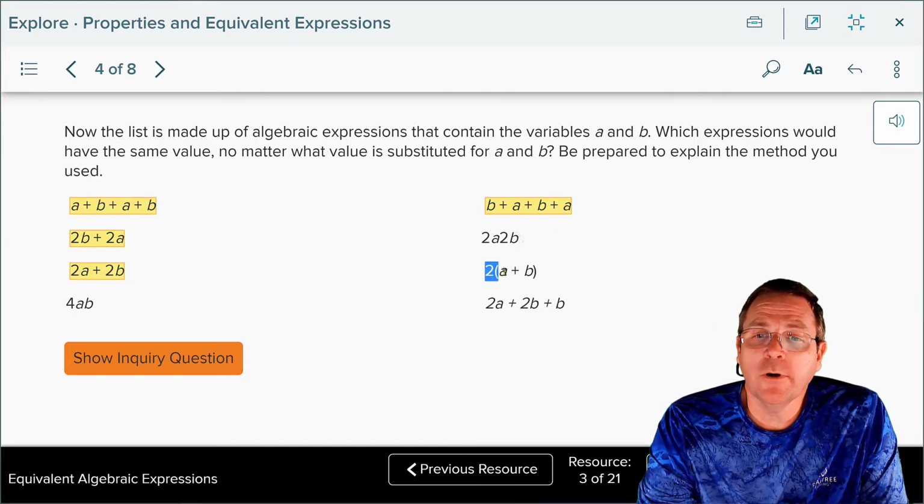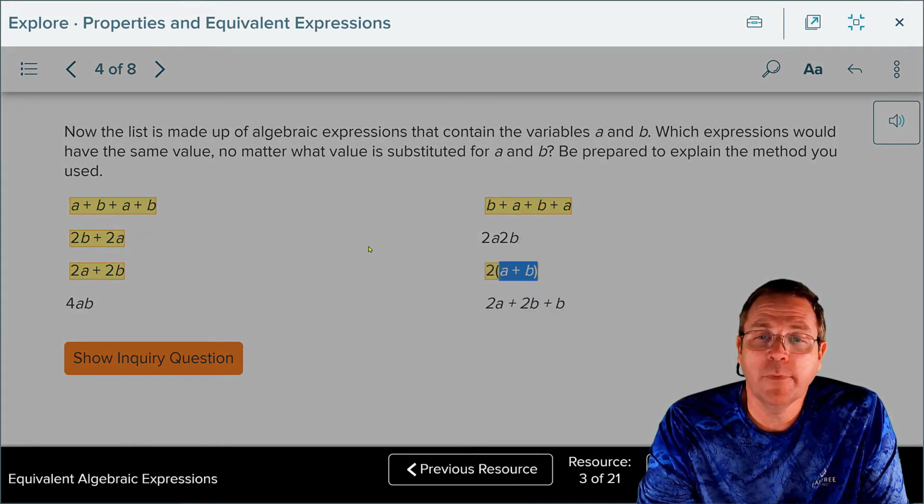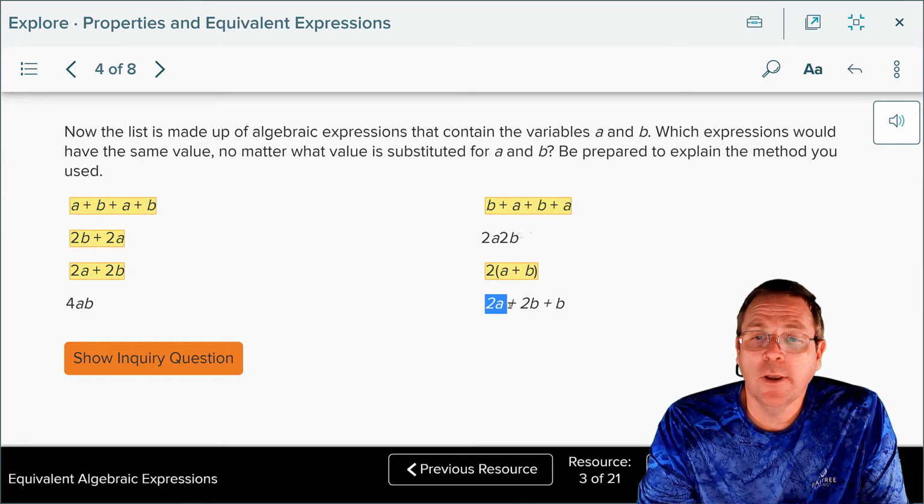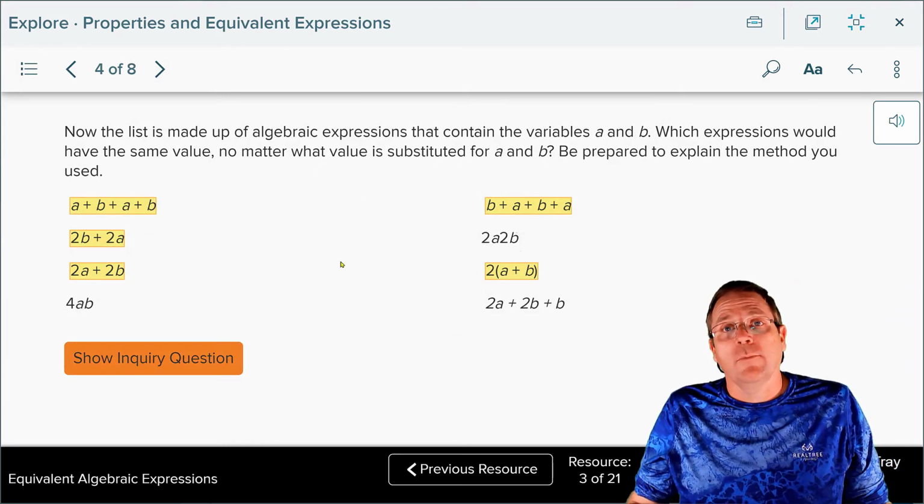The distributive property was used on this one, 2 times a plus 2 times b. Yep, that's going to be the same thing. And then you have 2a plus 2b plus, that one would be 3b's. It is a loser, making these the valid answers to go with that problem.